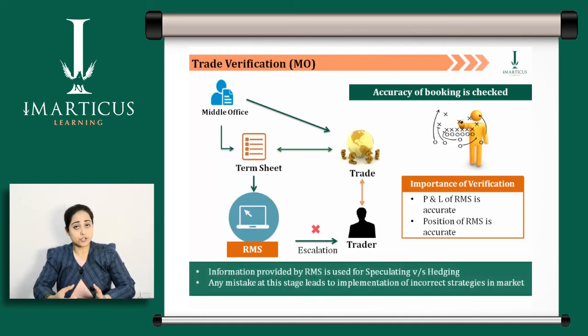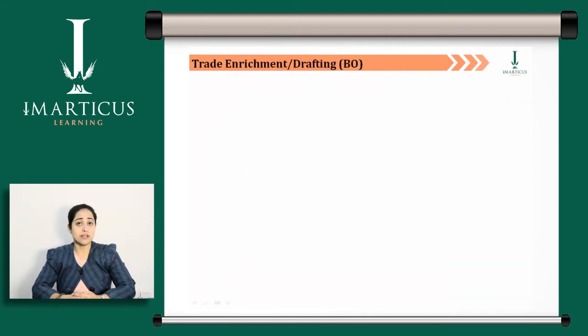It is also important to remember that all the speculation versus hedging that traders undertake are based on the information provided by their RMS. Any kind of mistake here can lead to implementation of incorrect strategies in the market itself. This is the last process undertaken by the middle office, and we now move on to the back office functions.